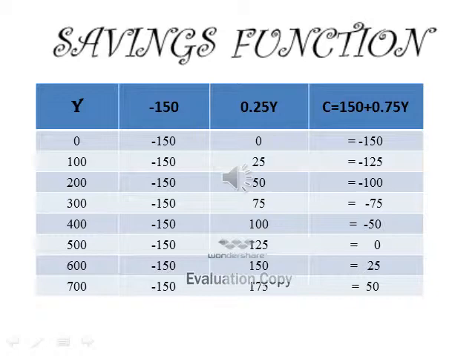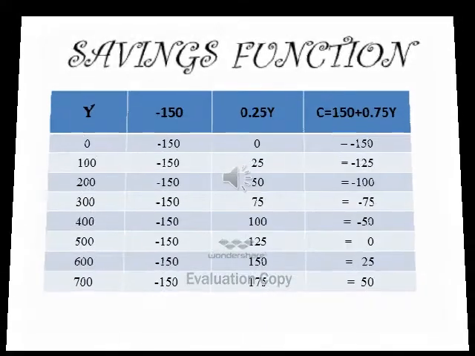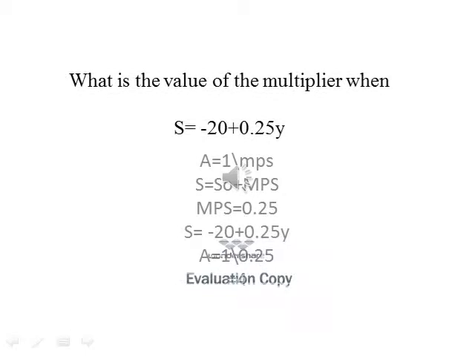Saving function is similar to consumption function, except the constant value takes the form of a negative. What is the value of the multiplier when S is equal to minus 20 plus 0.25y? Let's multiplier equals A. A is equal to 1 over MPS. S is equal to negative savings plus MPS. S is equal to minus 20 plus 0.25y. MPS is equal to 25% of national income. A is equal to 1 divided by 25, which is equal to 4.